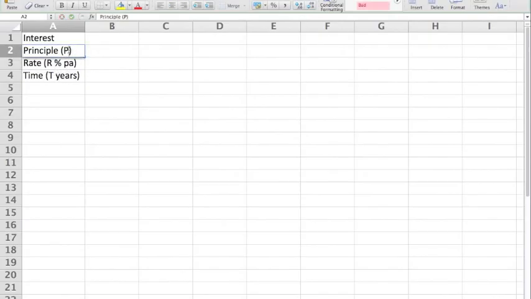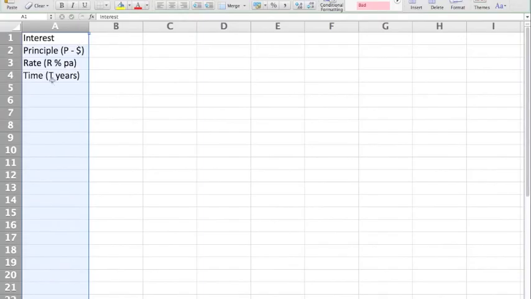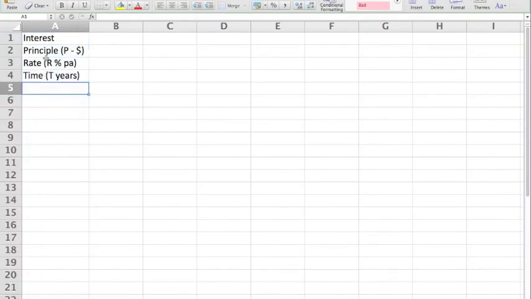The symbol for P. Symbol P is used for the principal. It is measured in dollars. If you know these values, then you can work out the interest. This uses the symbol I and is also measured in dollars.